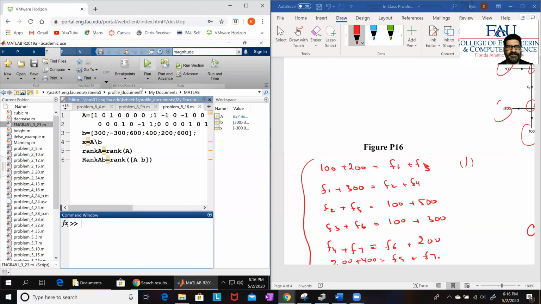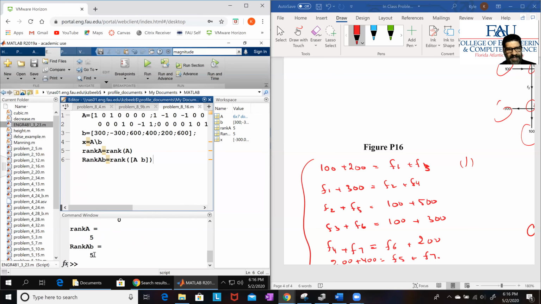So run it. Here we get rank of A is equal to rank of AB, which means that rank of A is equal to rank of AB is equal to 5, right? But rank 5, we have 7 unknowns, F1 to F7. So we're lacking 2 unknowns, not just 1. So how do we solve this problem? We're going to use the RREF command, because this is really underdetermined.